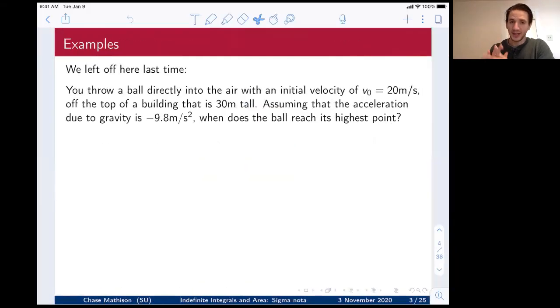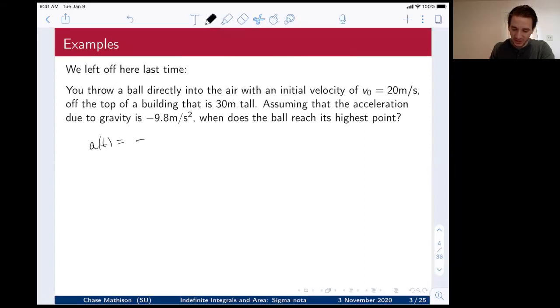All right, so last time we left off on this example. We throw a ball directly into the air with an initial velocity of 20 meters per second, and we're on top of a building that's 30 meters tall. Assuming the acceleration due to gravity is minus 9.8 meters per second squared, which it is, when does the ball reach its highest point? So to solve this problem, you're starting off with A of t.